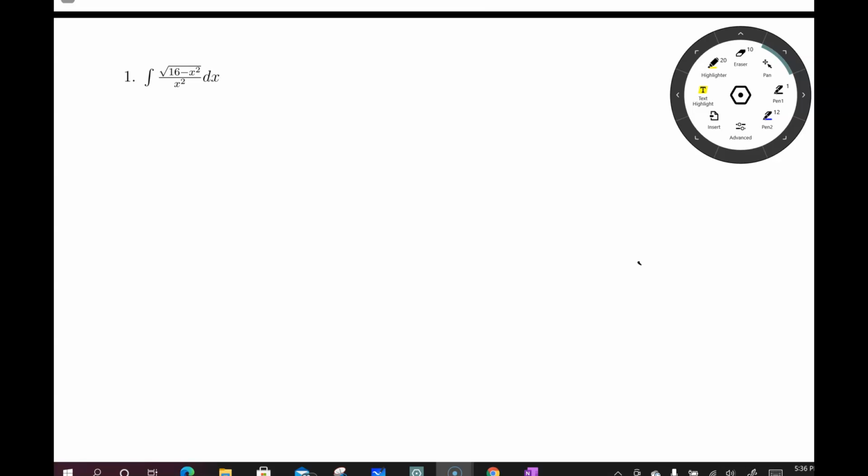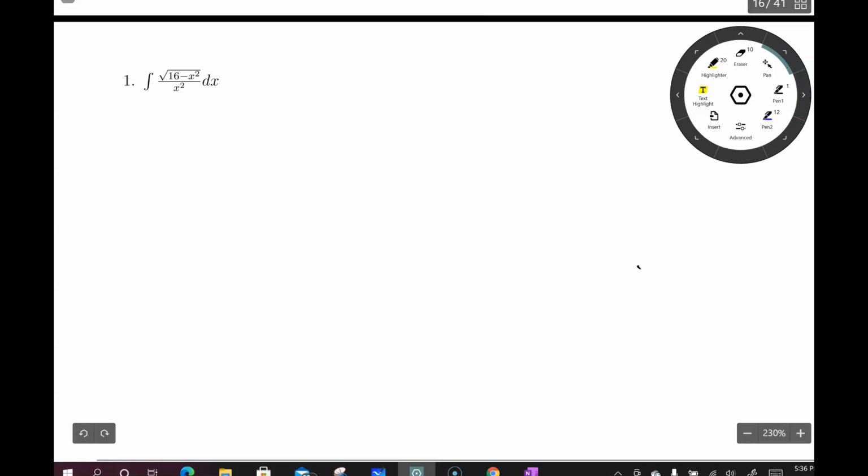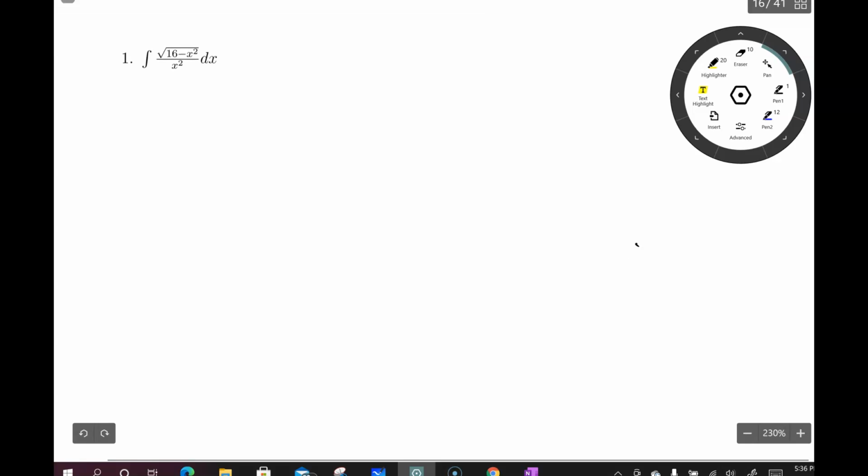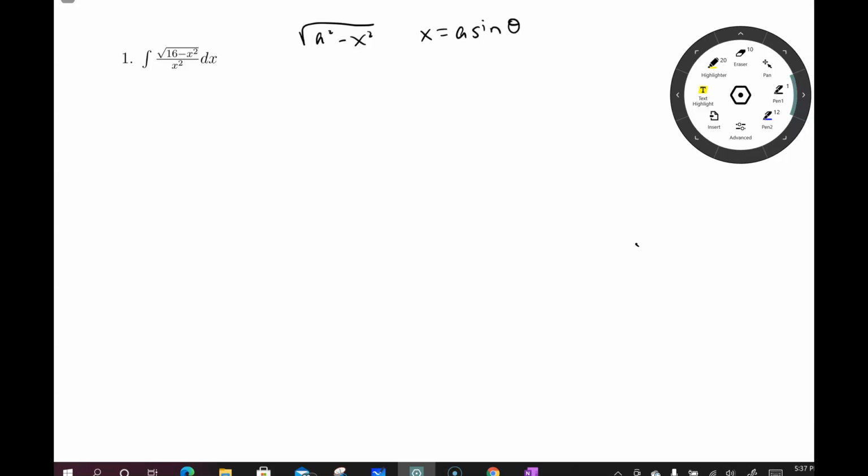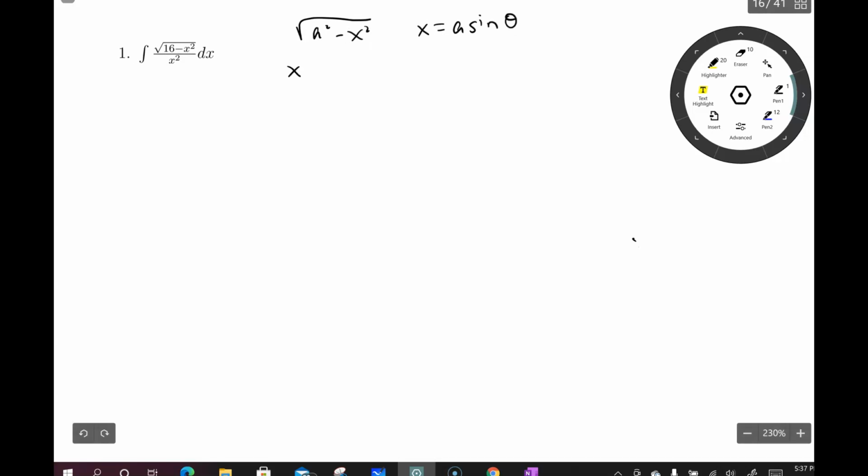Okay, so I'm just going to work this one with you. So I'm looking at this, and this has the a squared minus x squared in the original integral. So that means I'm going to use x equals a sine theta as my substitution. So this time my a is 4. So x is equal to 4 sine theta.